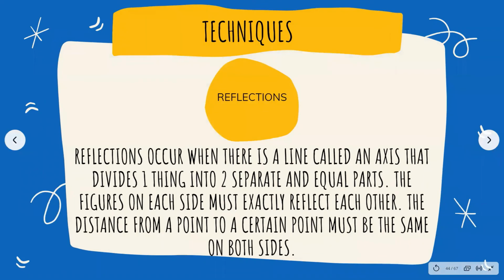Reflections occur when there is a line called an axis that divides one into two separate and equal parts. The figures on each side must exactly reflect each other, and the distance from a point to a certain point must be the same on both sides.